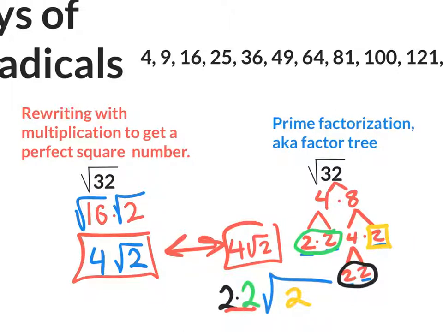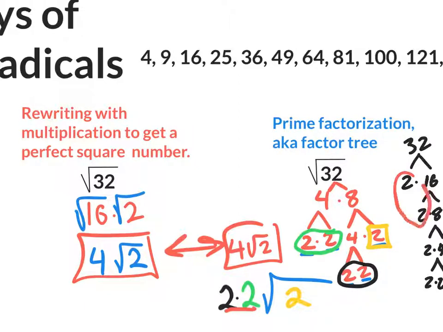Okay, so if you're not really good at thinking of multiplying with bigger numbers, even if you wanted to, you could take that 32 and say, okay, 32 is really maybe 2 times 16. And then 16 is really 2 times 8. And 8 is really 2 times 4. And 4 is really 2 times 2.